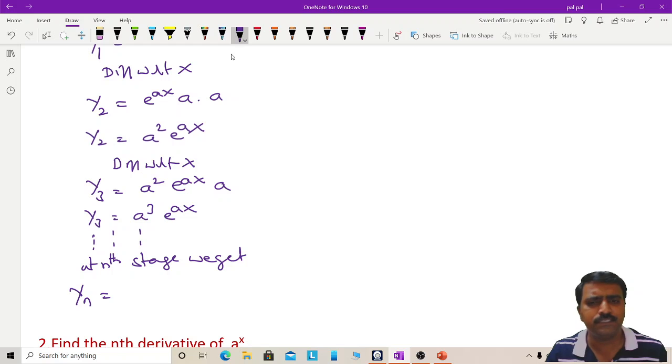Okay, how to generalize this? It is very easy. So what number are we taking here? n. Okay, so if y3 is there, a has the power 3. If it is yn, a must have the power n.